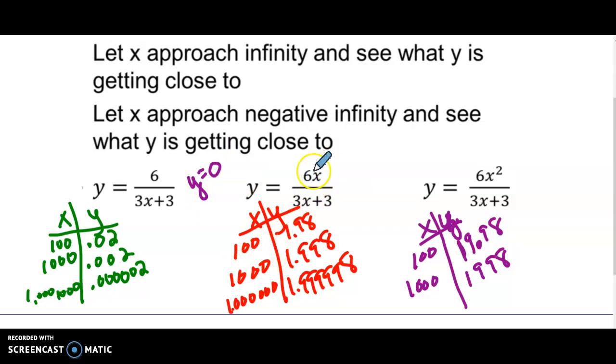Here I put 100 in for x, 600 over 303, I got 1.98. I put 1,000 in for x, I got 1.998. I put 1,000,000 in for x, I got 1.999999. Aren't I getting closer and closer to 2? The horizontal asymptote here is y equals 2. Now in this case, I put 100 in, I got almost 20. I put 1,000 in, I got almost 2,000. This is just getting bigger and bigger, so there is no horizontal asymptote.